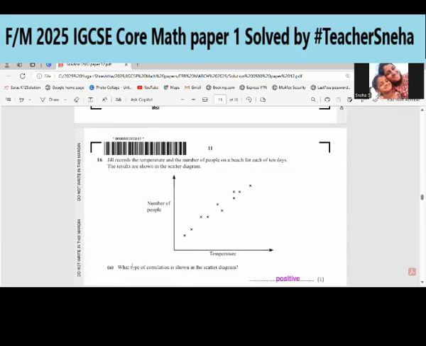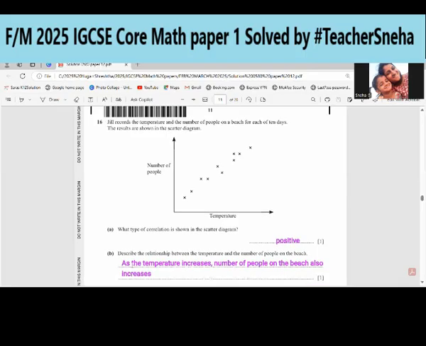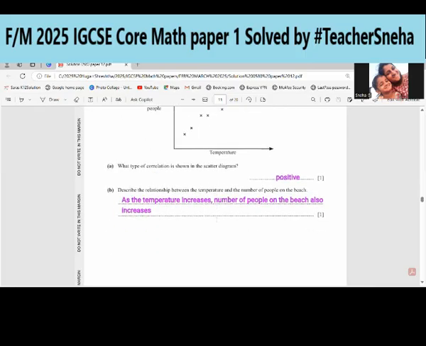Moving further to the next part of this question. Jill records temperature and the number of people on a beach for 10 days, and then the scatter graph is shown below. Write down the correlation shown in the scatter diagram. So it's a positive correlation as we see that all of the values are increasing upwards. Describe the relationship between the temperature and the number of people. So as the temperature increases, the number of people on the beach also increases.